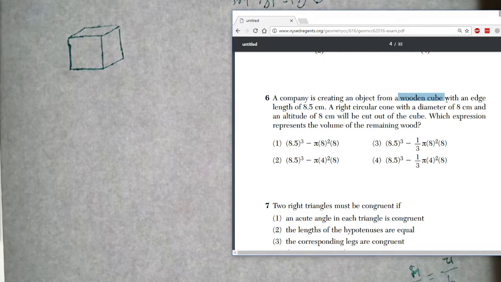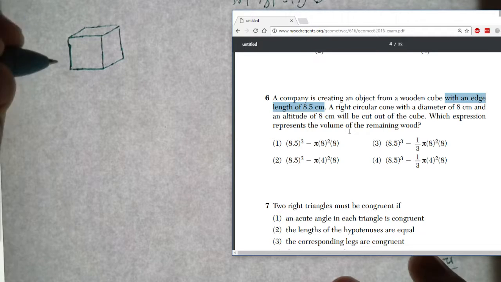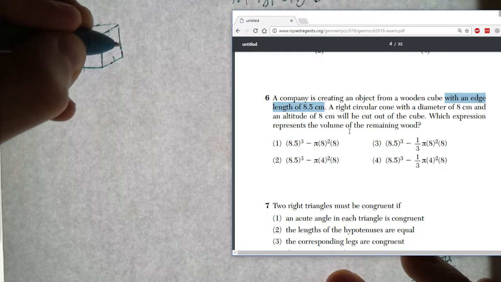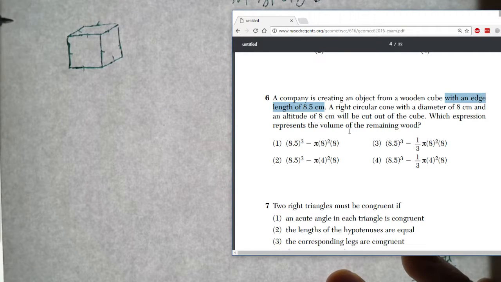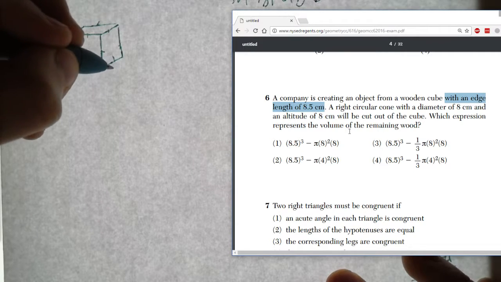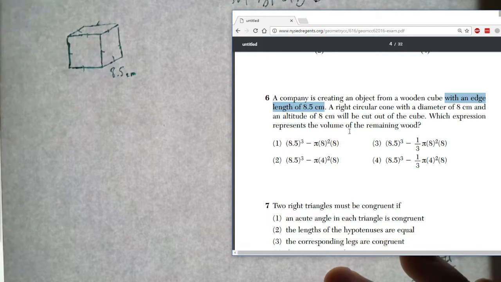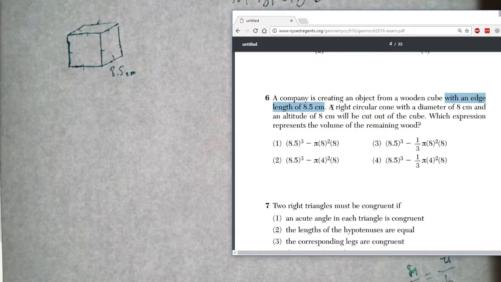All right, I drew my wooden cube with an edge length of 8.5 centimeters. Well, it's a cube, so everything is the same length. I can put all these hash marks showing that they're all the same length, and the length is 8.5 centimeters. Great. A right circular cone with a diameter of 8 centimeters and an altitude of 8 centimeters.